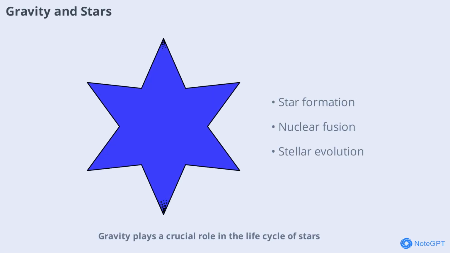Gravity plays a crucial role in the life cycle of stars. It causes clouds of gas and dust to collapse, forming new stars. Gravity also drives nuclear fusion in the cores of stars, producing the energy that makes them shine. When stars die, gravity can create white dwarfs, neutron stars, or black holes. Studying gravity helps us understand how stars are born, live, and die.